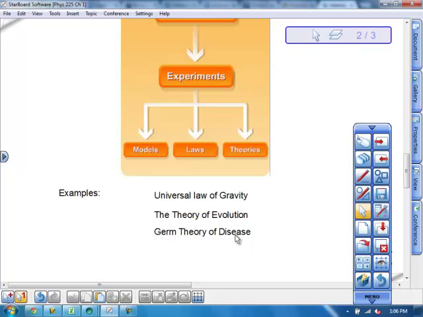Same thing with the germ theory of disease, right? It's called the germ theory of disease, but it's more than a theory, right? We know that disease is caused by microorganisms. It's not really a theory in the sense of the way we use the word. And I want to make sure that that's very clear so that we understand what a theory in science means. It's very different than how the word is used in the common sense.